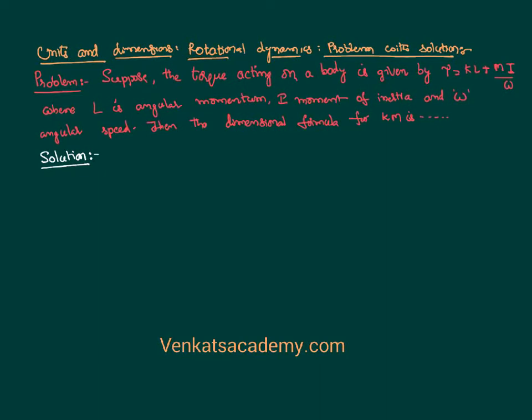Hello everyone. In this question from units and dimensions, which is based on rotational dynamics, we are going to solve a problem. The problem says that the torque acting on a body is given by K into L plus M into I by omega, where L is the angular momentum, I is the moment of inertia, omega is the angular speed. I don't know anything about K and M, but we want to calculate the dimensions of K and M. That's the problem that we are trying to solve now.